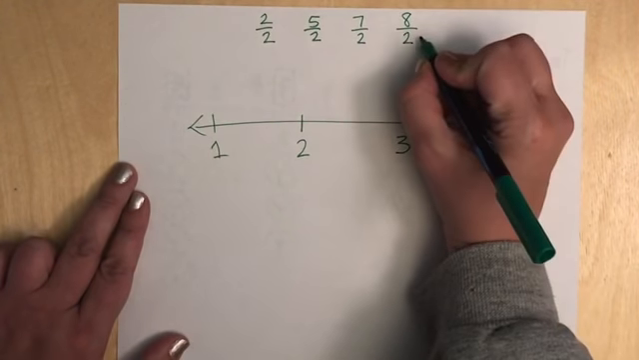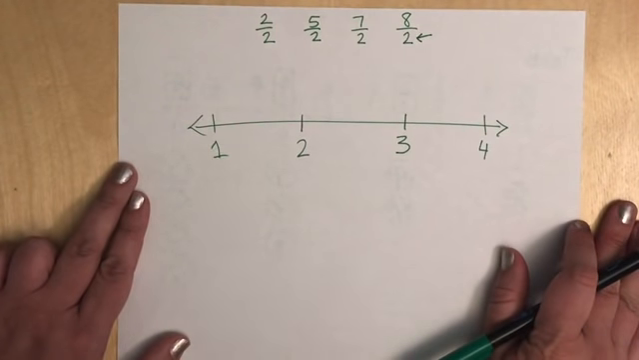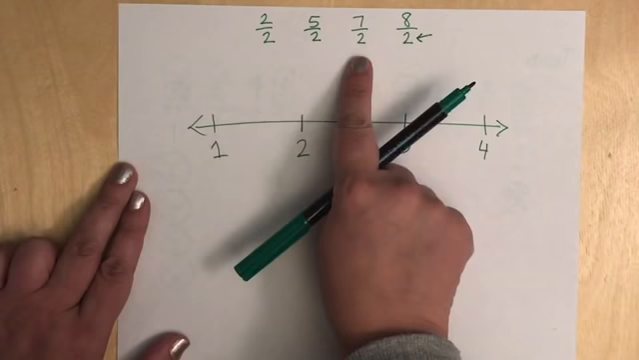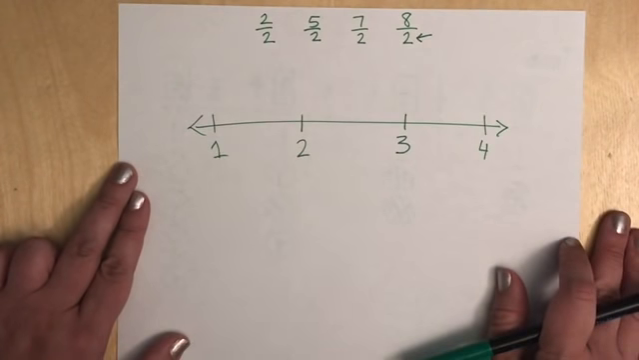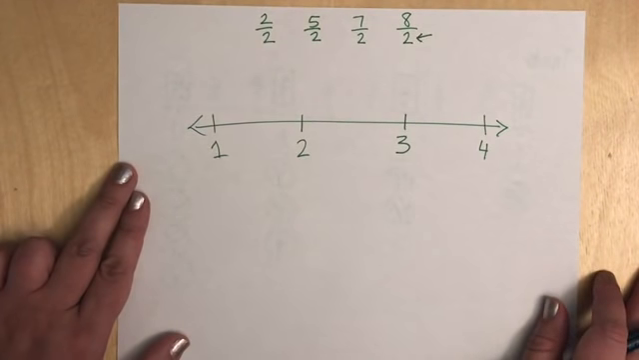Good. So first you should have noticed that all of them have half in the denominator. So that tells you probably that we're going to be cutting up each whole into halves. So now where does 2 halves, 5 halves, 7 halves, and 8 halves go? Go ahead and do that. Try to put each fraction on the number line where it goes. Press pause and press play when you're done.